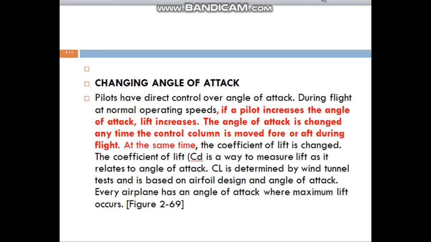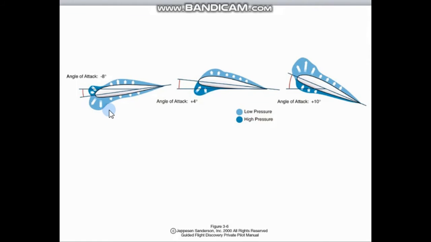The coefficient of lift is determined by wind tunnel tests and is based on airfoil design and angle of attack. Every airplane has an angle of attack where maximum lift occurs. As we see in this figure, when the angle of attack changes to the down position, that means the lift will decrease. But when the angle of attack increases, that means the lift will increase.